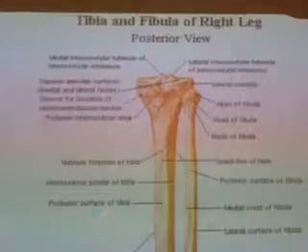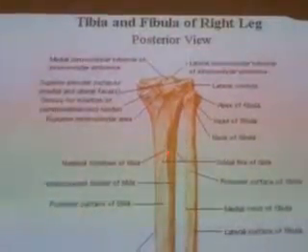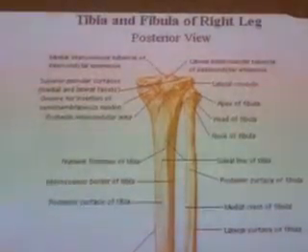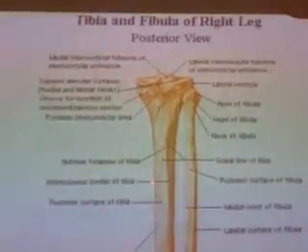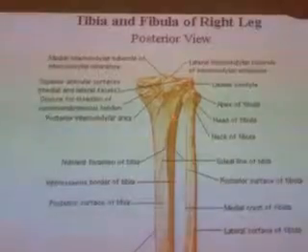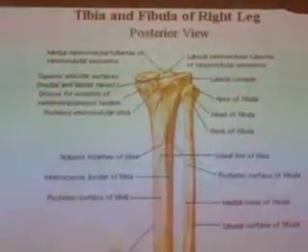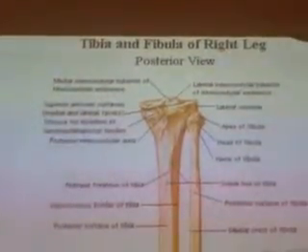Below that there is an oblique line. This is called the soleal line. We will talk about the soleus muscle and then we will see the origin of this muscle. It has a big origin both on the tibia as well as the fibula. So it gives an oblique line. This is called the soleal line, which continues even on the fibula.